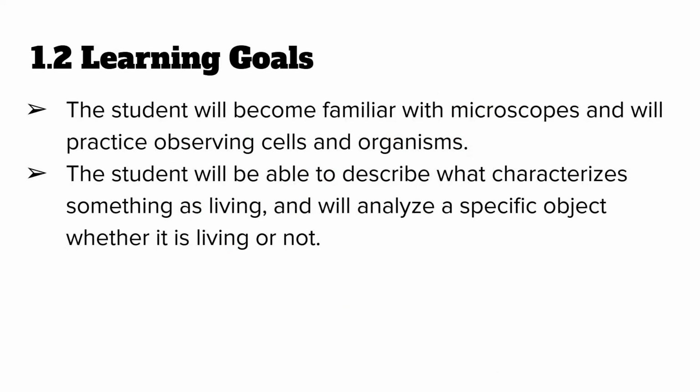Remember that these are our learning goals. I want you to be familiar with microscopes, and I want you to be able to practice observing cells and organisms with them. We're going to do that part in class. I also want you to be able to describe what characteristics a living thing has, and if I give you a specific object or animal, plant, etc., I want you to be able to tell me if it's alive or not based on those things.